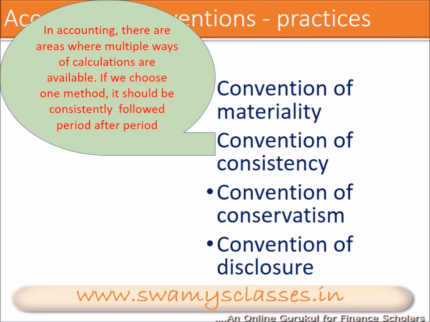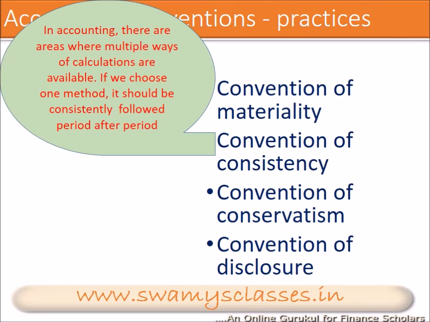So this year if you choose one method, and next year if you move on to another, definitely the value will change, and because of that profit figure will change. When you look at the overall profit at the end, you will be confused. Is it because of a change in the calculation methodology that the profit has changed, or because of any other factor? So to avoid such confusions, the practice says if you choose one method, consistently, period after period, follow the same method. Don't keep shifting from one to another.